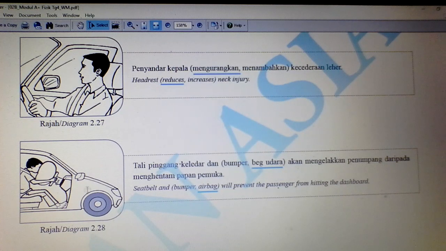Diagram 2.28. When the car suddenly stops, the driver will be moved forward due to the effect of inertia. So for the safety features of the car, we have seat belts and airbag, which will prevent the passenger from hitting the dashboard.